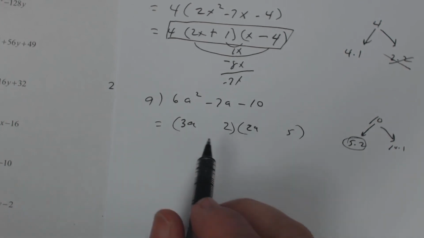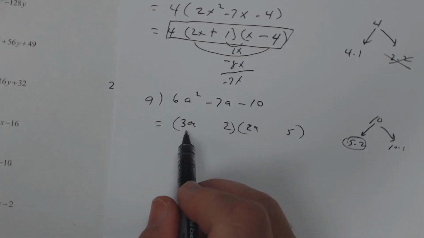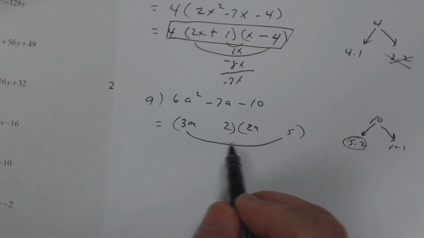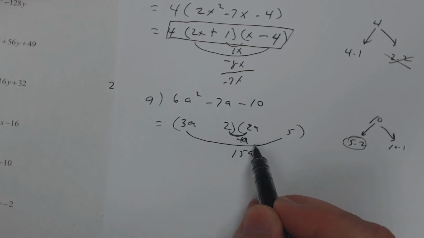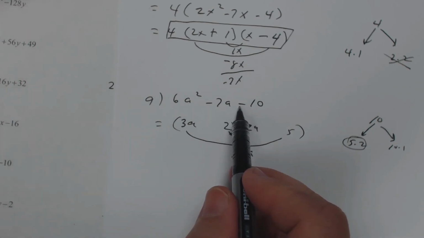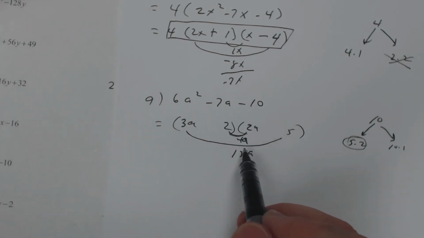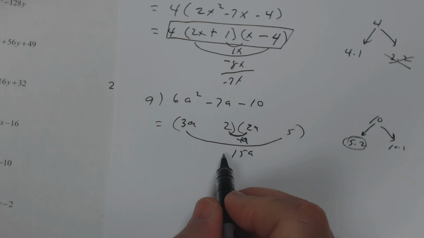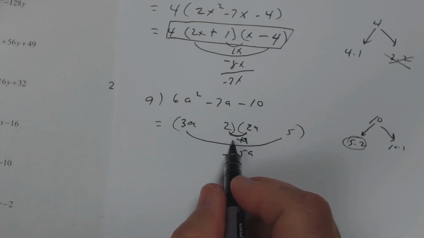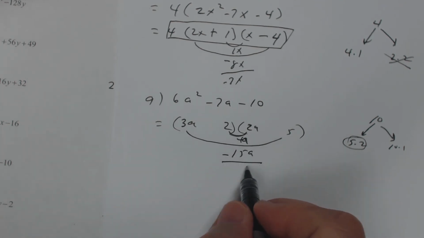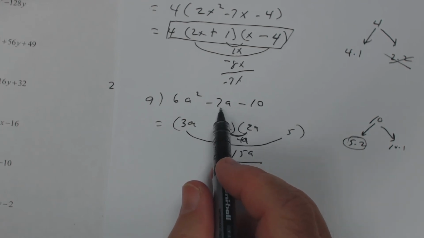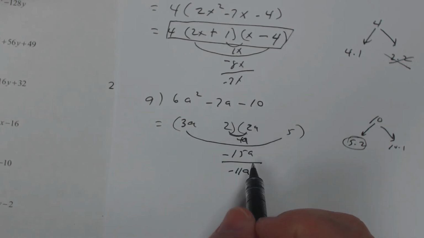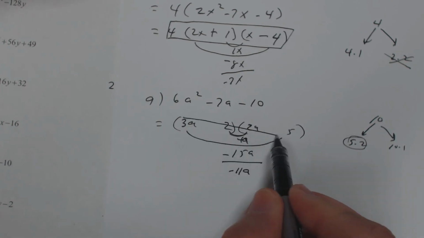But then if you look at the outer and the inner, you're going to know it's not going to work, because the outer, see this right here is 15a, and this right here is 4a. And remember, the last sign's negative, so that means these signs are different, so the larger of these will take this middle sign, and the smaller one will be the positive one in this case. But when you add them up, you get negative 11a, and that's not what you wanted. You wanted a negative 7a. So this didn't work.